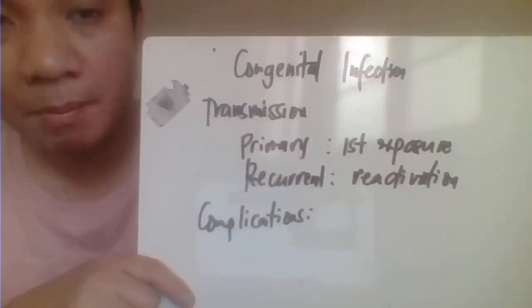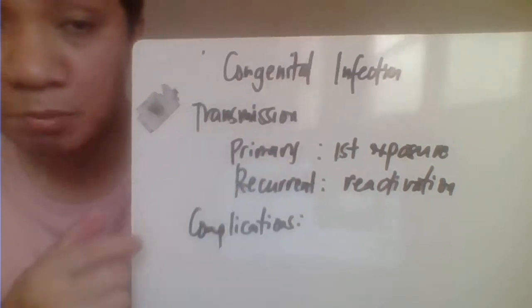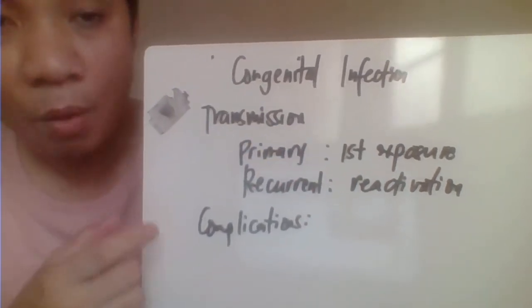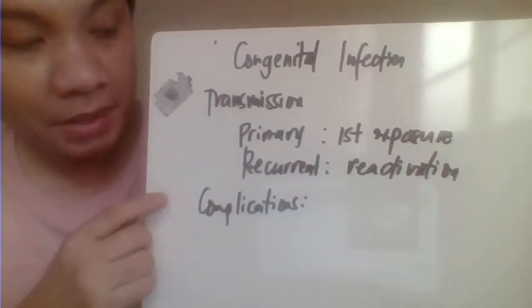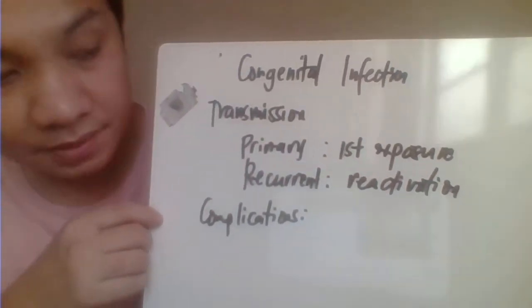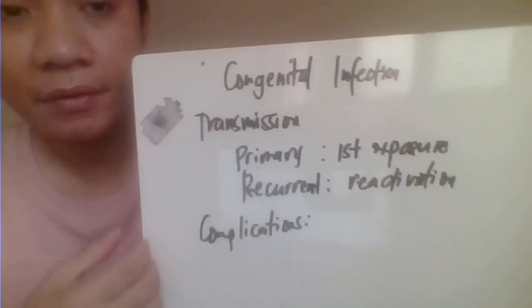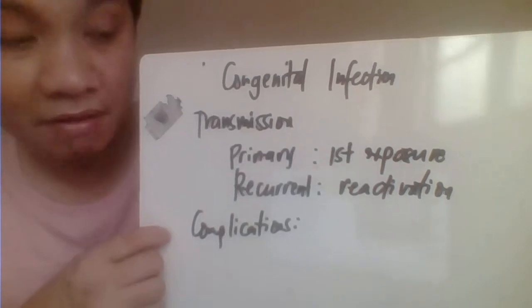So when we speak about the primary infection, the mother has been infected for the first time, or it is the first exposure of the mother. The second one, the mother has been infected already in the past, and that becomes recurrent, or you call it reactivation because of the pregnancy. So it can recur or reactivate the virus. The virus becomes active again.